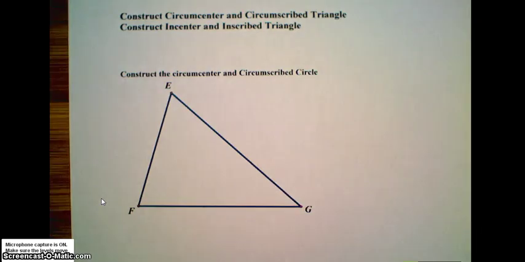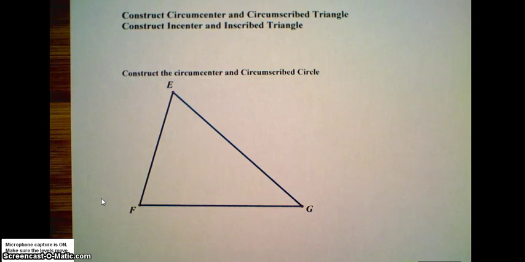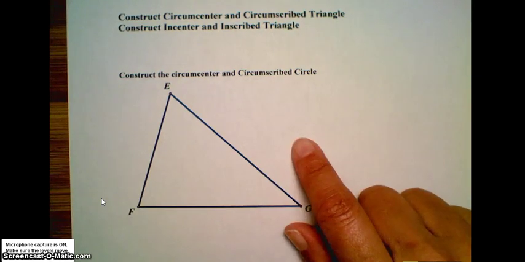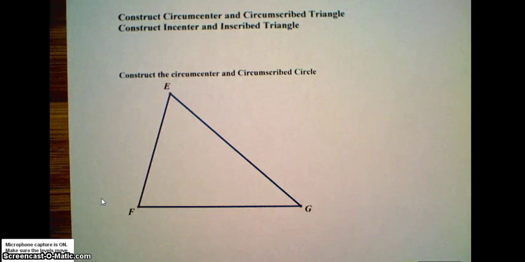Hi, this packet is going to have two videos associated with it. The first is going to be for the circumcenter and the circumscribed circle, and the second will be for the incenter and the inscribed circle.